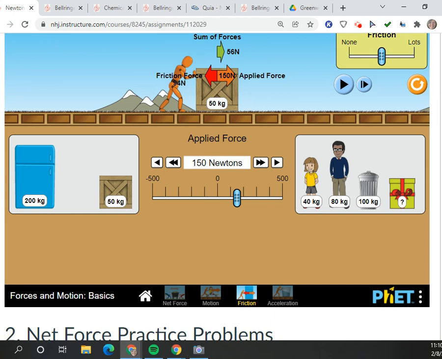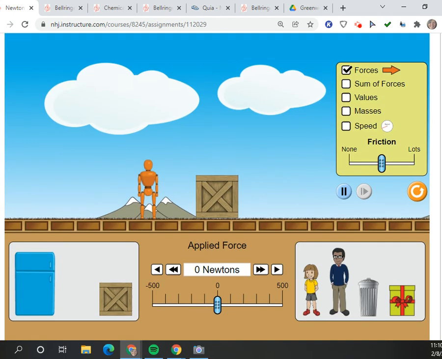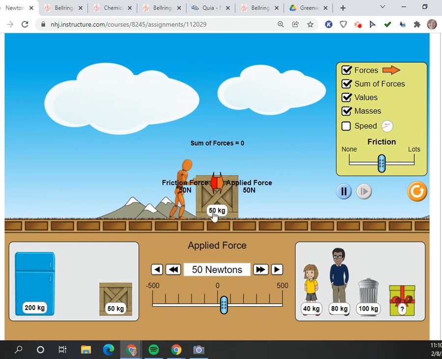All right, let's look at friction. We're going to reset this so we can look at it a little bit. Okay, notice the ground changed. We have kind of a medium amount of friction. Let's see what we have. We have 50 kilograms, right? If I push on the box with 50 newtons, is the box going to move? Nope, the box isn't going to move. The friction is too great to allow that to move.